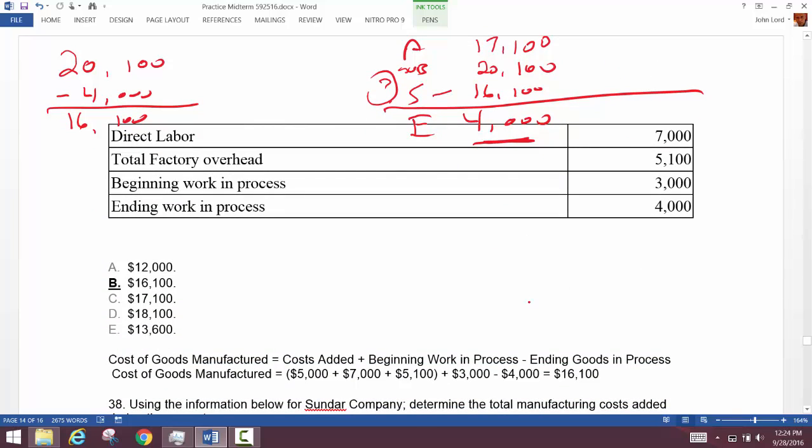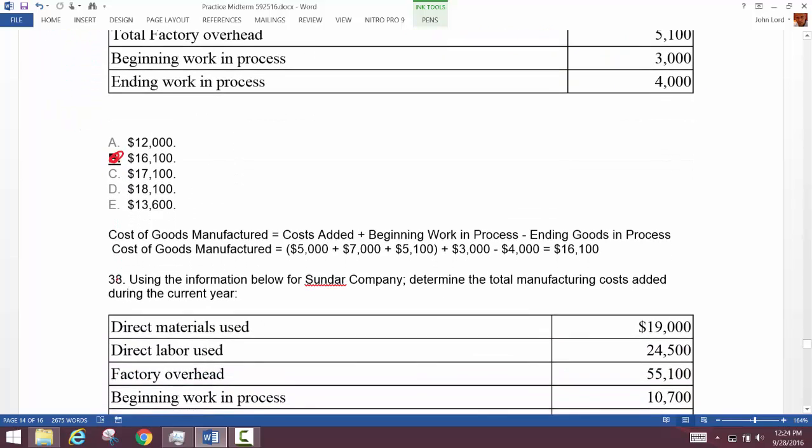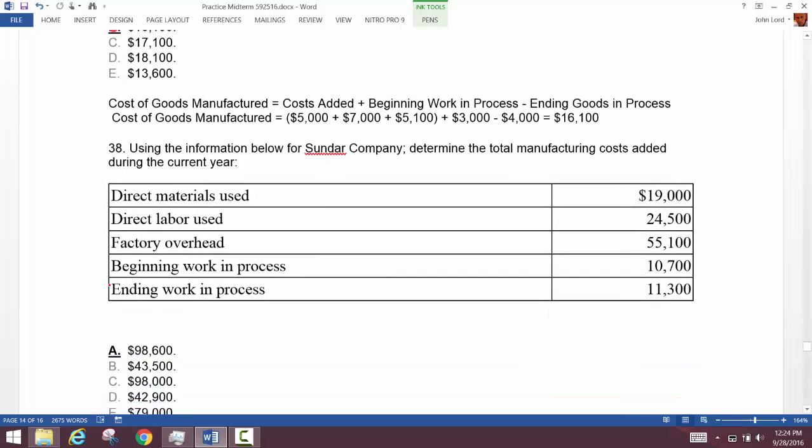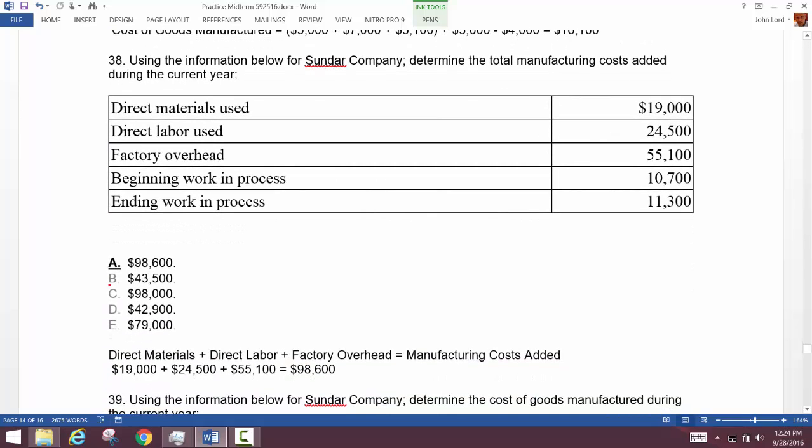Okay. Same thing every time, guys. At some point, you should be doing these in your sleep. When you sleep at night, you should go, analyze work in progress. Beginning balance. Right? Okay. All right, good.